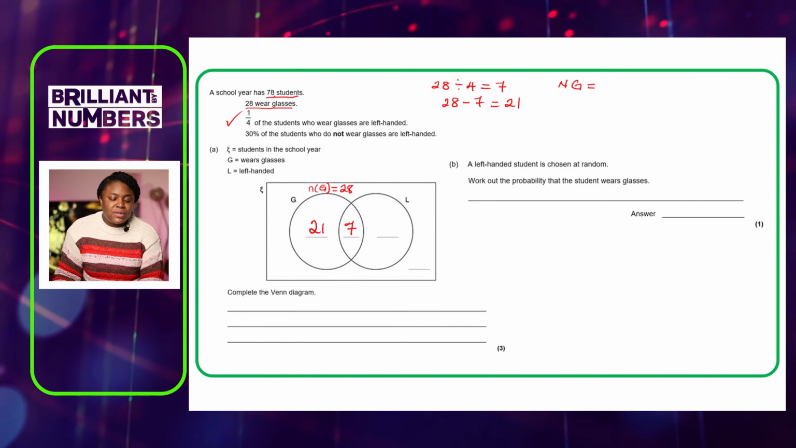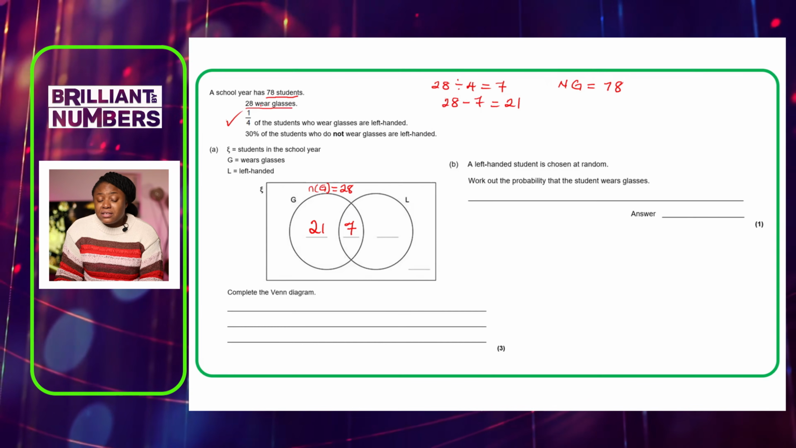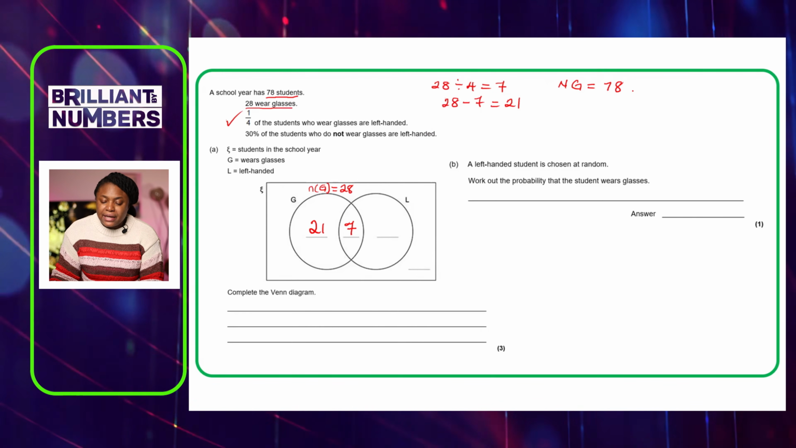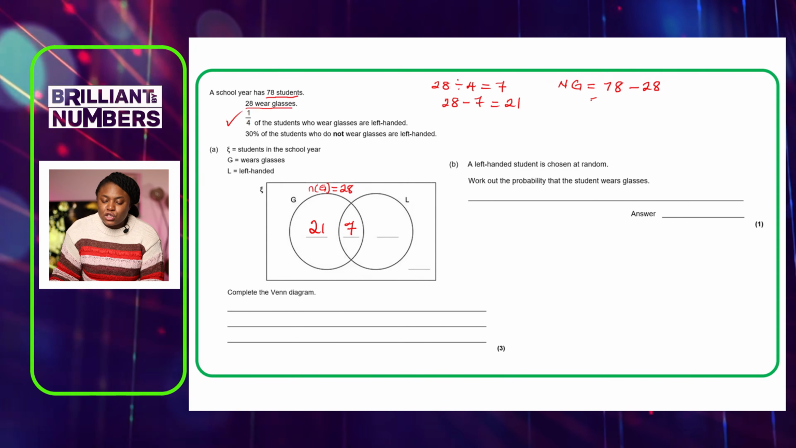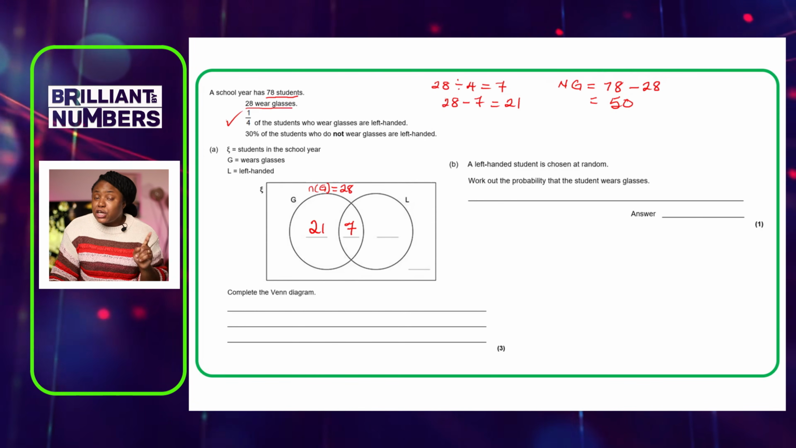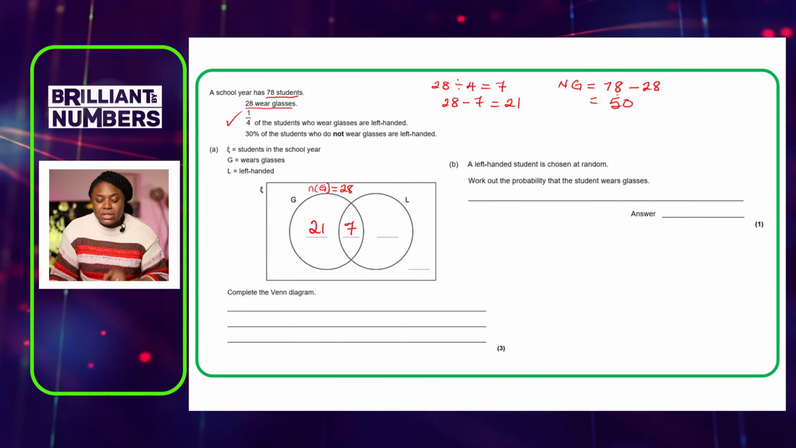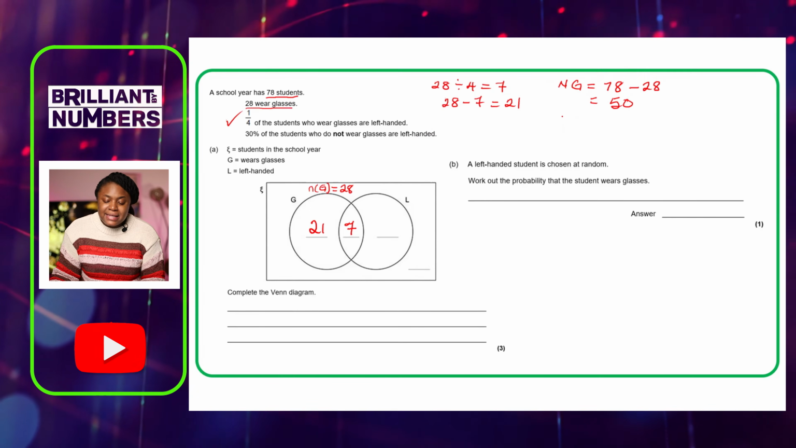The total students is 78, and those students who wear glasses are 28. So if we subtract 28 from 78, the result will be those who do not wear glasses. Now it is 30% of that amount that is left-handed. So we need to find 10% first.